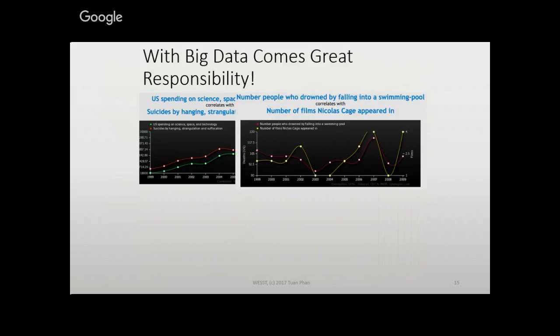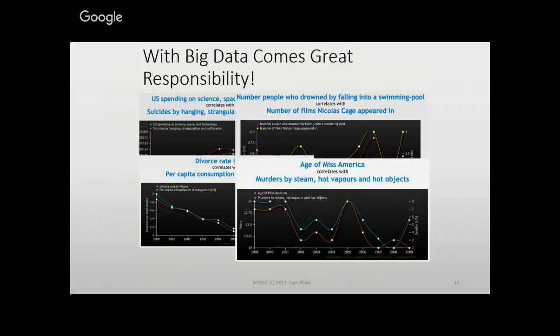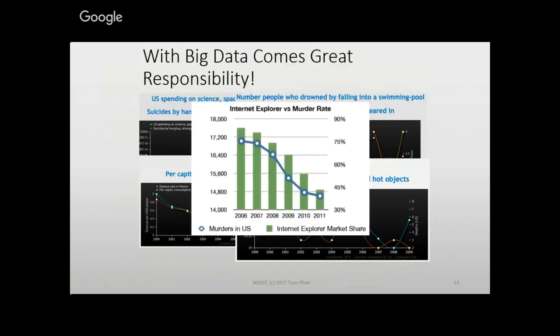The number of people who drown by falling into swimming pools correlates with the number of films Nicolas Cage made. Divorce rates in Maine correlate with per capita consumption of margarine. The age of Miss America is highly correlated with murder by steam, vapor, and hot objects. Not sure why that's happening. And one of my favorites is Internet Explorer, which correlates 99% with U.S. murder rates. So it's a really frustrating browser, you see. You need to take it out somehow, right?